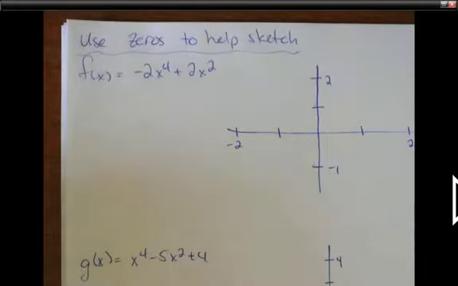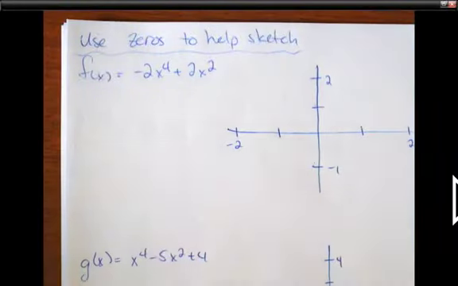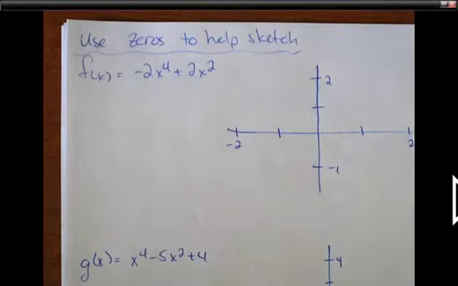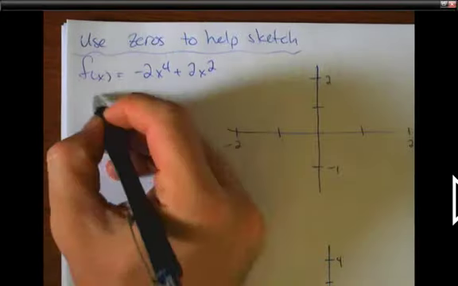So here's our examples. We have f of x and g of x. Notice I already have my axes ready. There was no way you knew what was going to come, so sorry, you've got to draw all this stuff. For f of x, what I want to do first is factor.